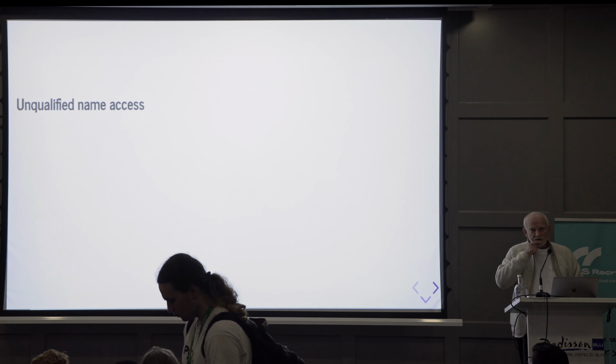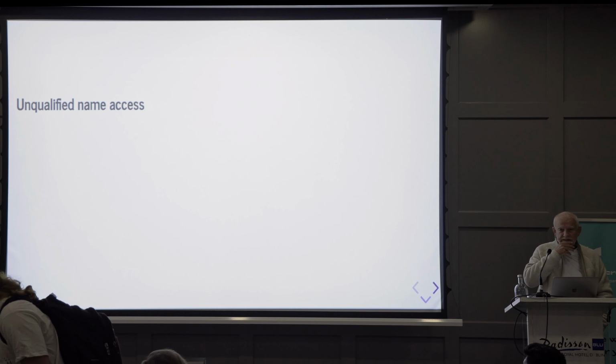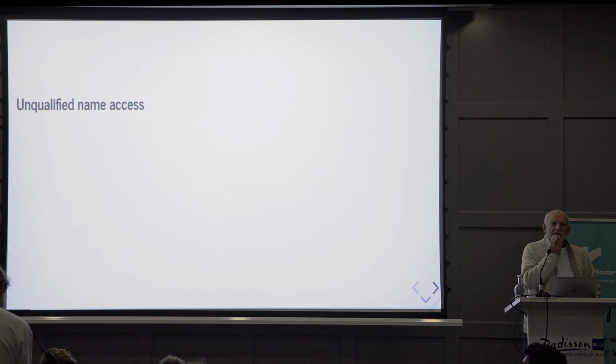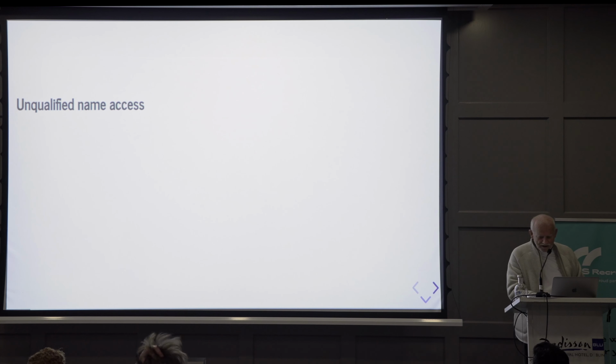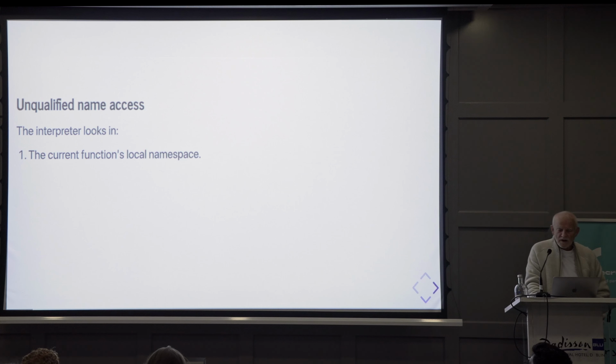First of all, who knows how Python resolves unqualified names? Hands up. Nobody knows how. I don't believe that. Okay, so if it finds a name, then it first of all looks in the function's current local namespace to resolve it. If it can't find it there, where does it go next? Oh, we've got some beginners in the room.